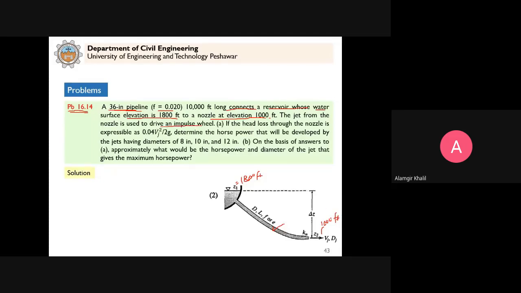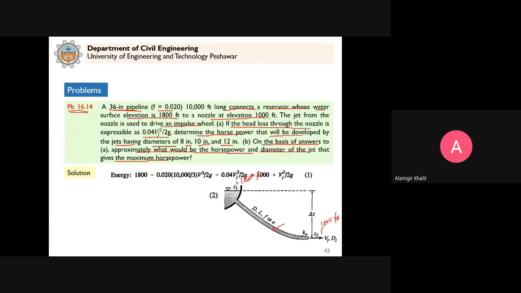Is used to drive the impulse wheel. If head loss through the nozzle is given by this expression, now this is the head loss given in the nozzle, we already discussed. Determine the horsepower that will be developed by the jets having diameters of 8-inch, 10-inch and 12-inch. And part B of the question is on the basis of answers to part A, approximately what would be the horsepower and diameter of the jet that gives the maximum horsepower.